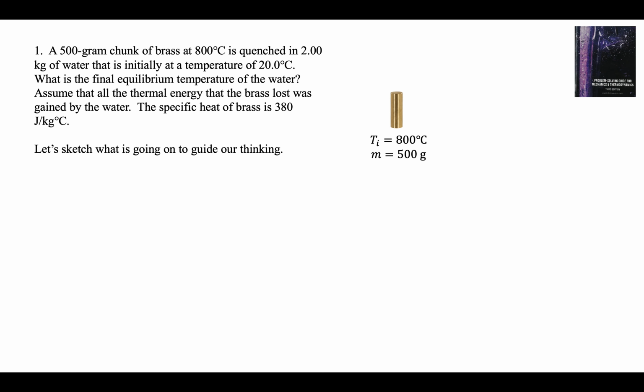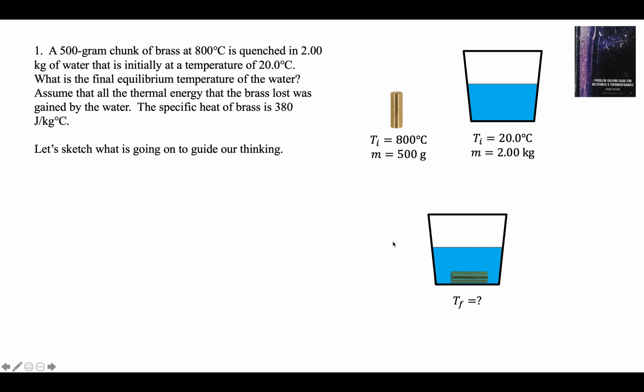So let's sketch what's going on. We have a brass cylinder. It's 500 grams at 800 degrees Celsius. We have some water, 2 kilograms at 20 degrees Celsius. We stick the brass in the water. They come to equilibrium. What's the final temperature?